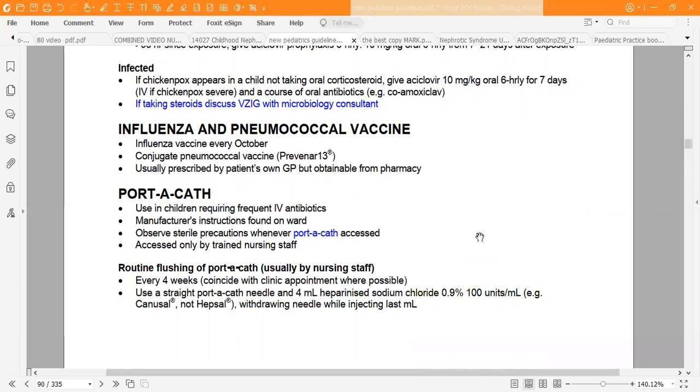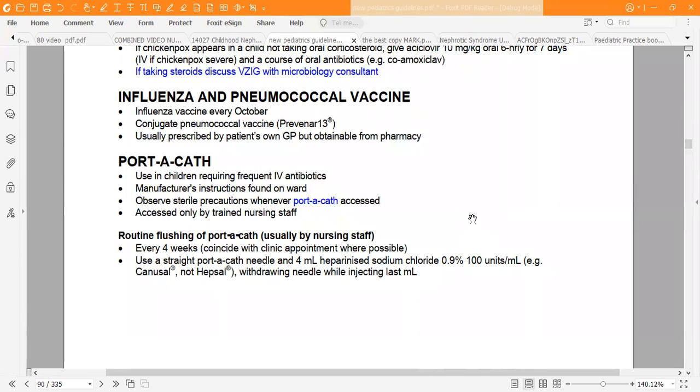Portacath: used in children requiring frequent IV antibiotics. Manufacturer's instructions are found in the ward. Observe sterile precautions whenever the Portacath is accessed, only by trained nursing staff, which is the CF nurse. She is the only person who has the responsibility. She is in charge of inserting the Portacath for newly diagnosed patients, cleaning it, changing it and replacing it, and she will be trained beforehand for this purpose.